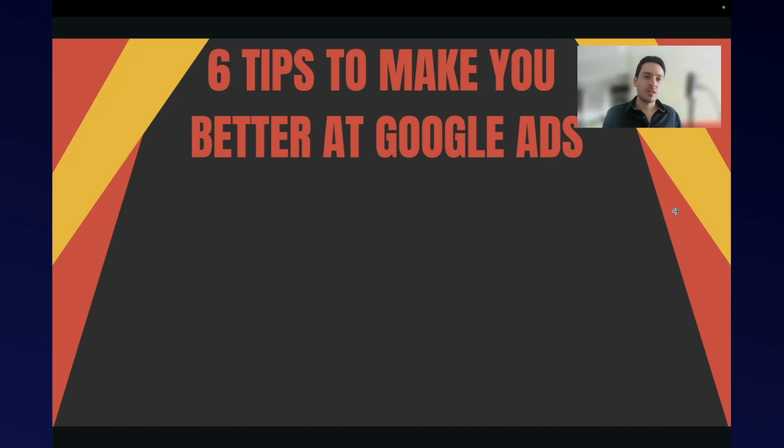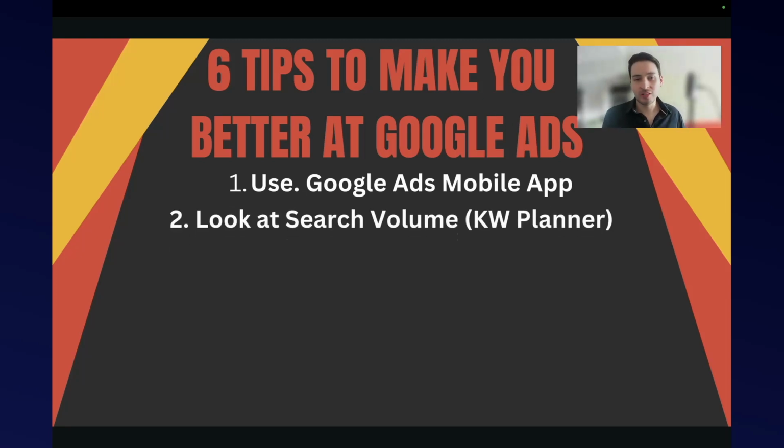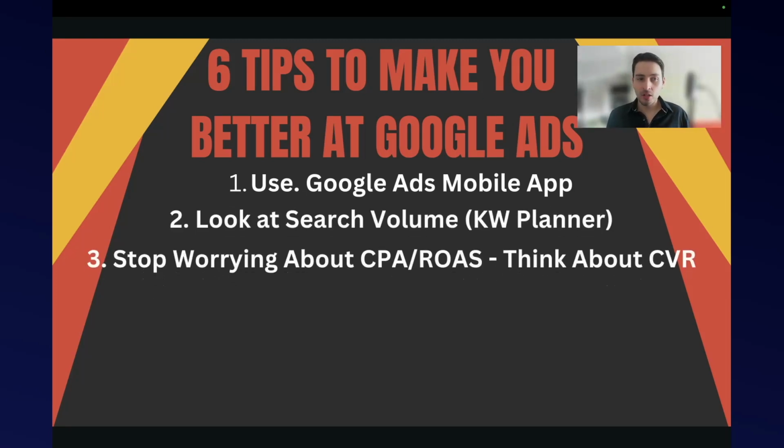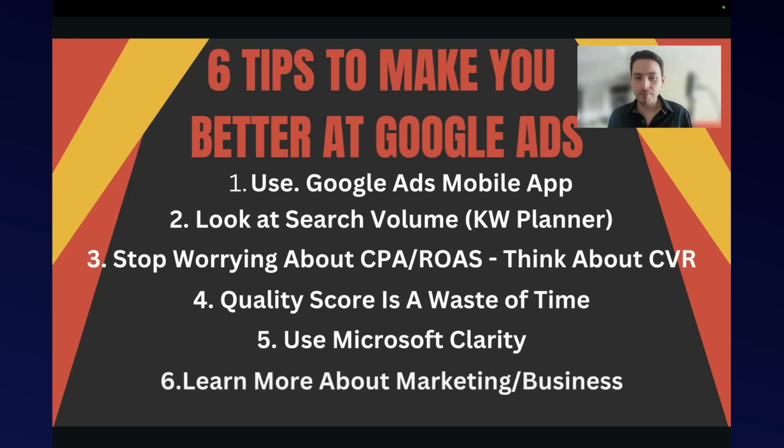So let's recap. That gets us to the end here of the 6 tips to make you better at Google Ads. Number 1, remember to use the Google Ads mobile app. Number 2, look at search volume using the keyword planner. Number 3, stop worrying about CPA and ROAS and think about the conversion rate. Number 4, quality score is a waste of time. Number 5 is to use Microsoft Clarity. And number 6 is to learn more about marketing and business in general. You will thank me later.